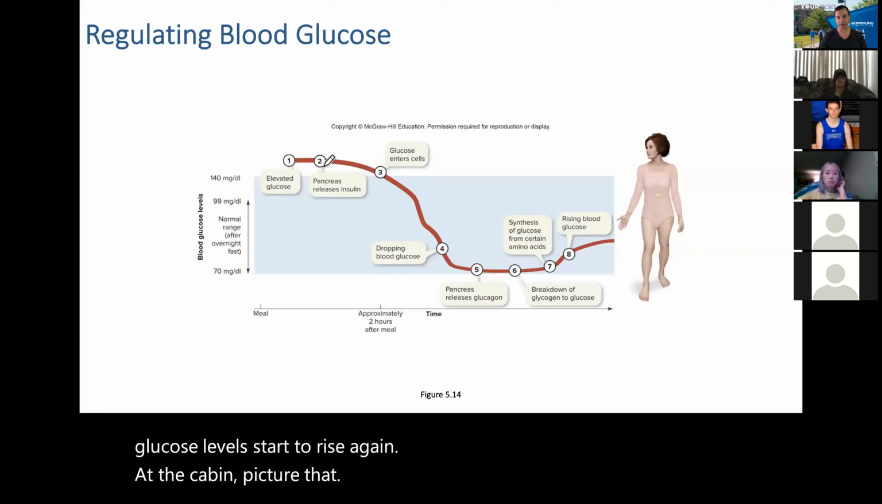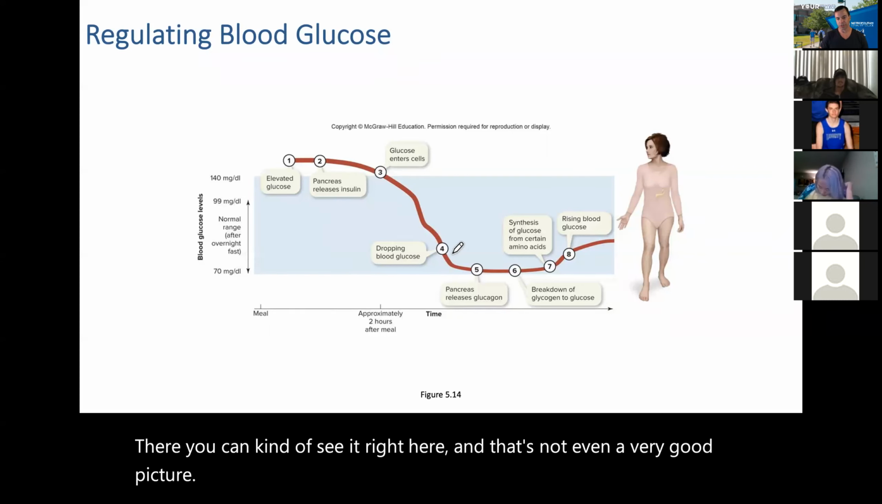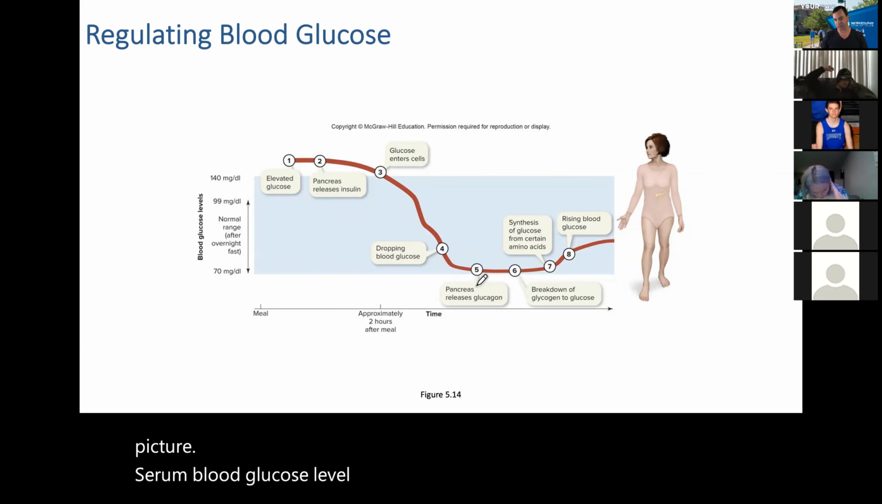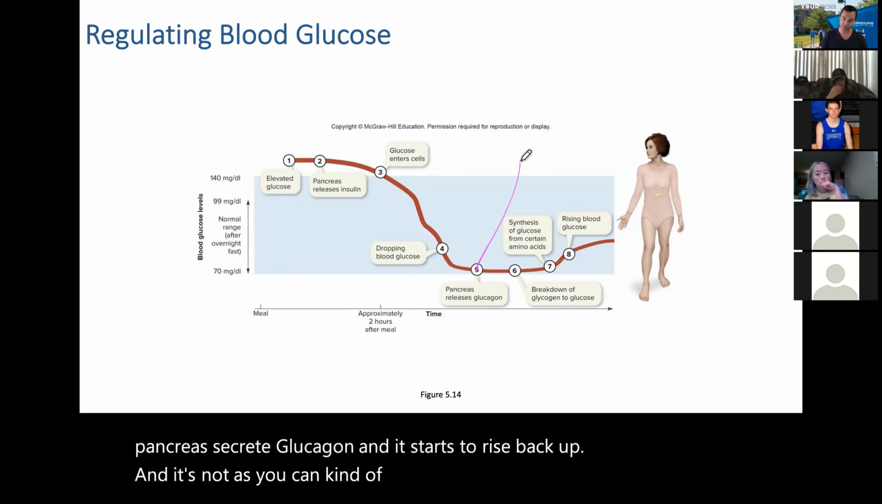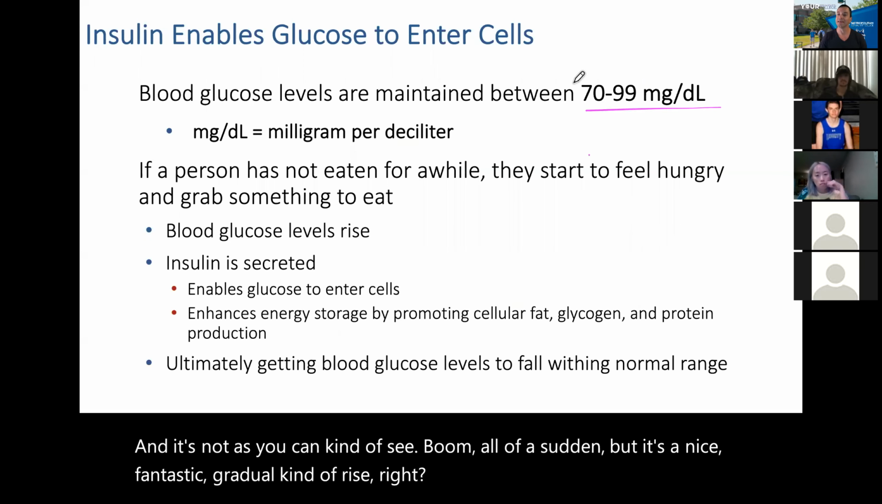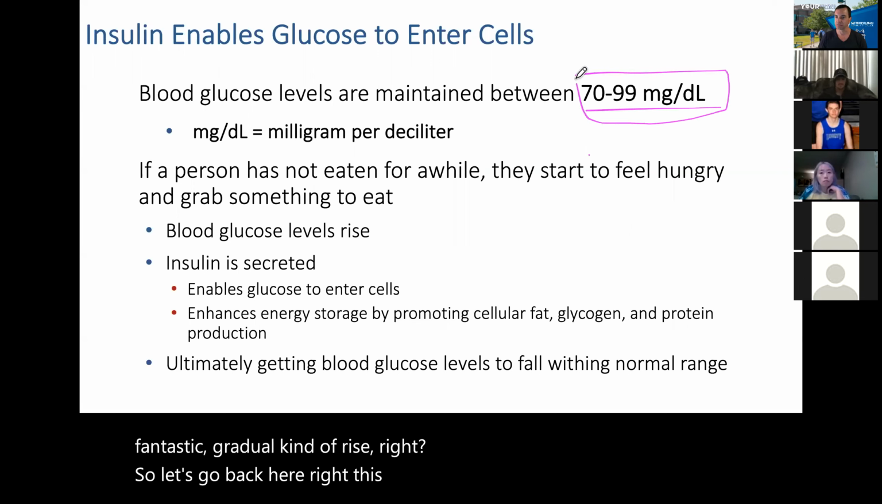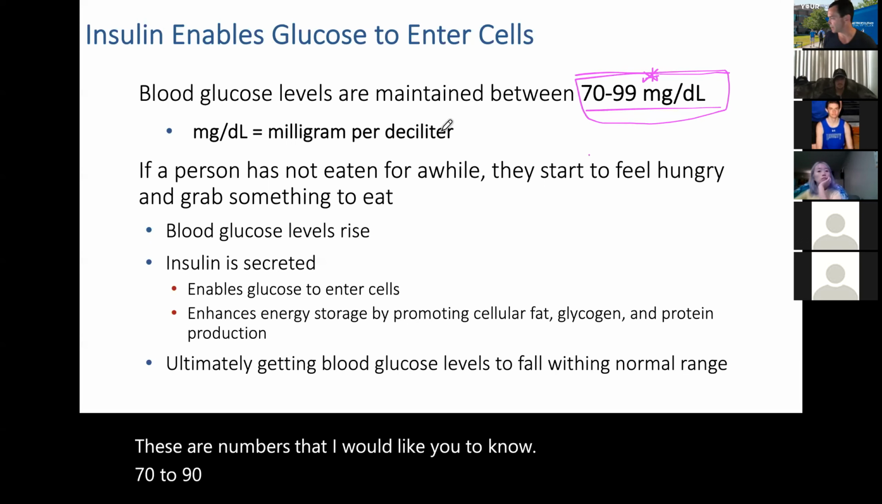I think I have a picture of that. There, you can kind of see it right here. Okay? And that's not even a very good picture. See, when blood glucose levels start to drop, it gets around 70. You can see the pancreas secretes glucagon and it starts to rise back up. And it's not, as you can kind of see, boom all of a sudden, but it's a nice, gradual kind of rise. All right. So let's go back here. This is a number that I would like you to know: 70 to 99 milligrams per deciliter.